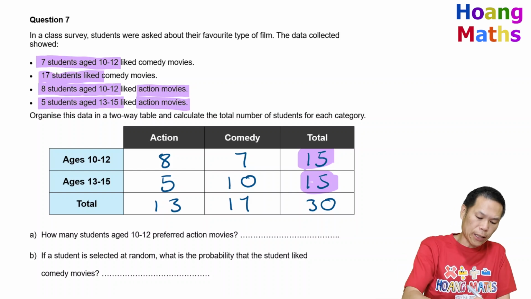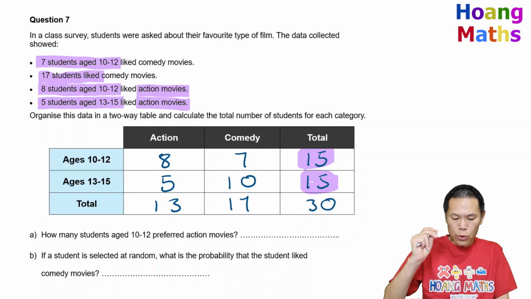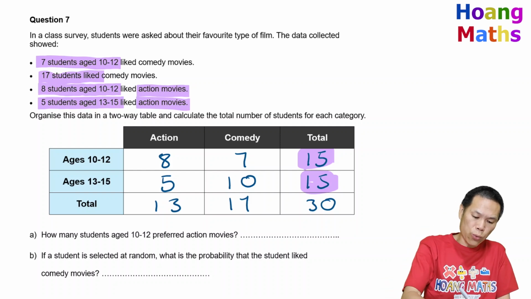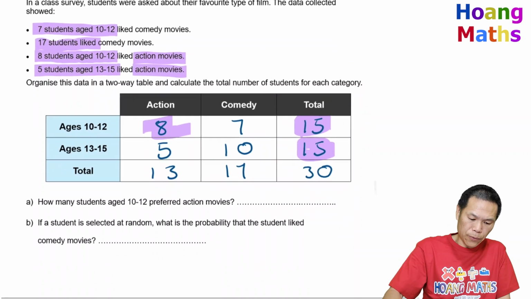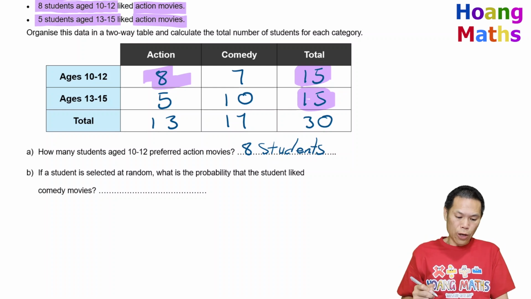Now we can answer the questions. How many students age 10 to 12 prefer action movies? So 8 for 10 to 12 and action. So 8 of them. Let me write this down. So 8. There you go.